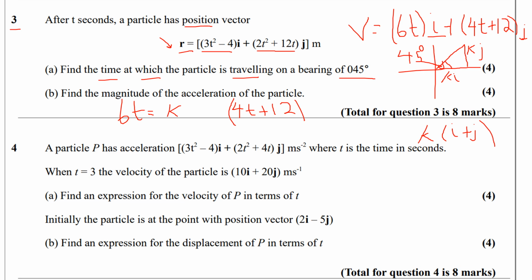So how can we work this out? Well, there are a few ways to work this out. So let's make that equal to k. Excuse the pun, I keep saying okay as in k. Sorry. So if we make these two equal to k, we're going to have 6t is equal to 4t plus 12, because k is equal to both at each point.